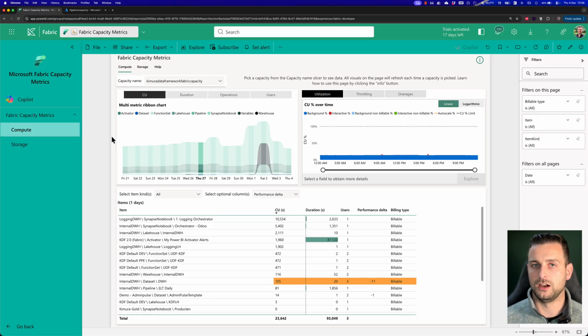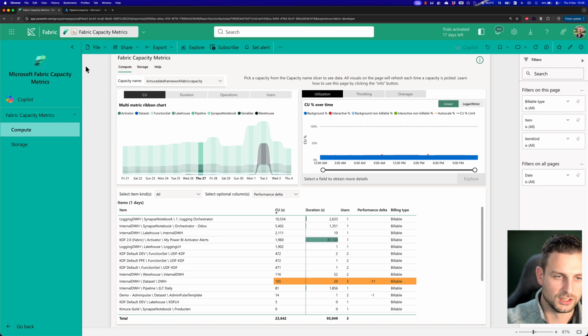And in a later video somewhere in the near future, I will probably be creating a solution to persist that information into a lakehouse and to store all of this into your own Fabric environment in order to analyze data further back in time. For today, what are we looking at?